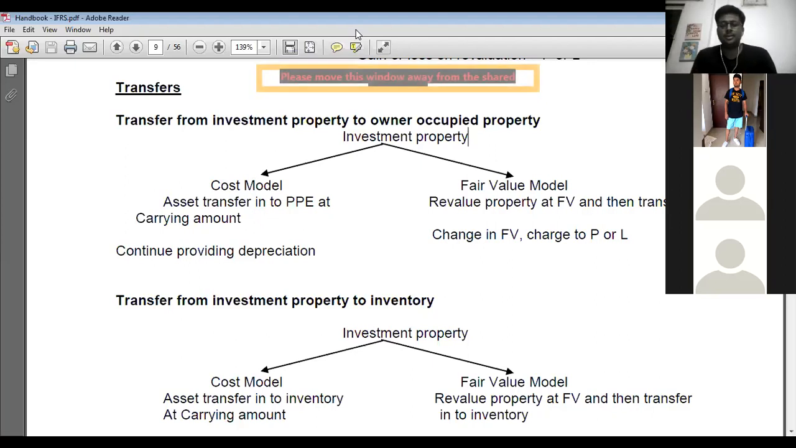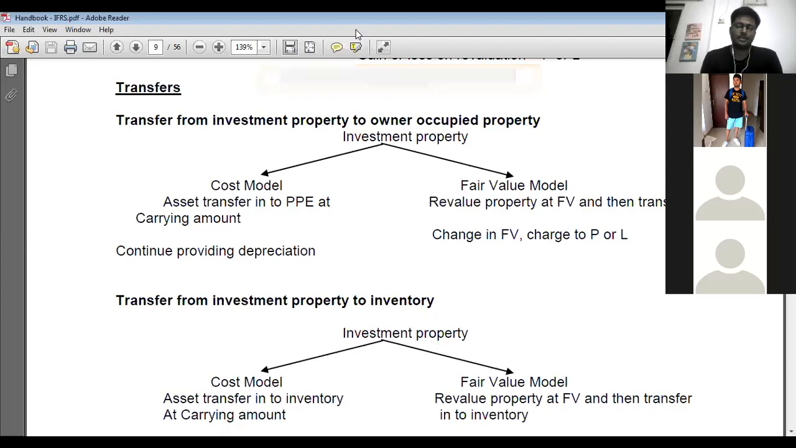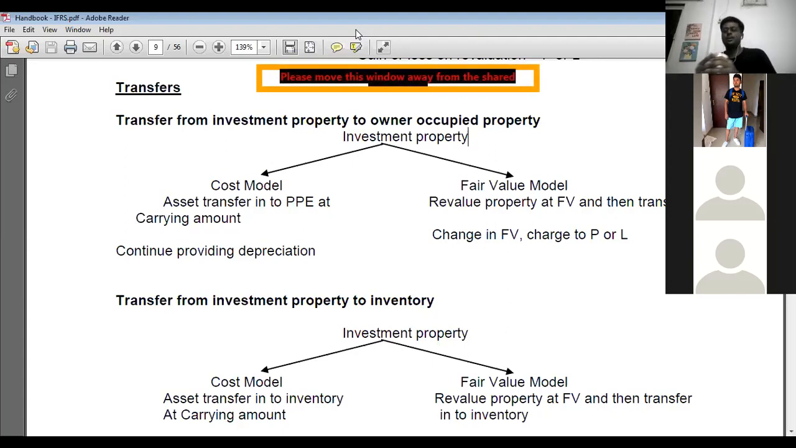Okay, so the first scenario we are seeing is that we are transferring an asset from investment property to owner-occupied property. It means currently it was held for, say, capital appreciation, or it has been given to someone on rent. Now we want to use the same building for our own business purpose. That is, it is a transfer from investment property to owner-occupied property. Now, at which value will this transfer happen? In that case there are two options, carrying amount and fair value. So will the transfer happen at carrying amount or at fair value?